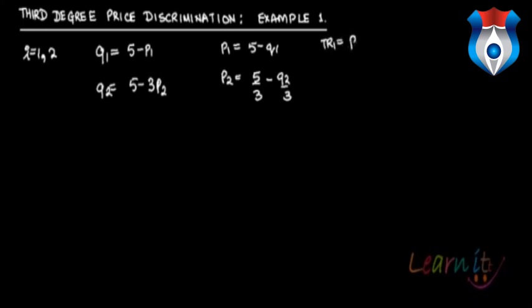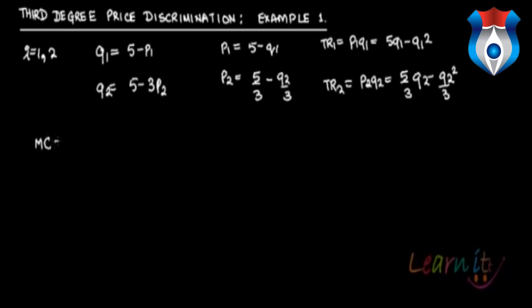TR1 would be P1 Q1, which is 5 Q1 minus Q1 square. TR2 would be P2 Q2, which is 5 by 3 Q2 minus Q2 square by 3. Supposedly, marginal cost in both the markets is identical, and this is equal to 1.